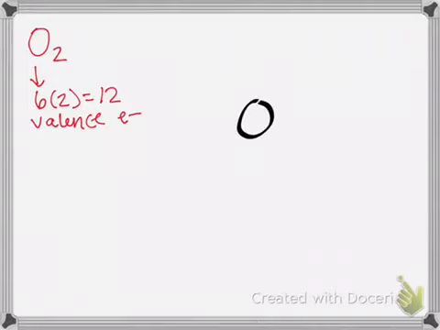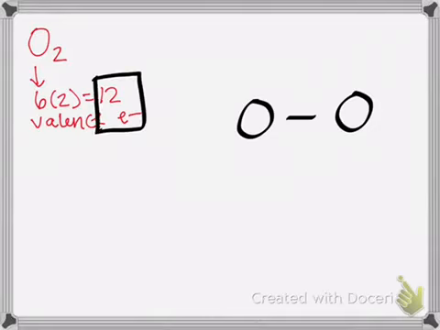I'm going to draw 2 oxygens, okay? And then I'm going to start filling up the octet, okay? So I have both of these oxygens need an octet, and I need to fill in for those 12 electrons that the structure calls for. So this single bond here is 2, and then we have 4, 6, 8, 10, 12, okay?